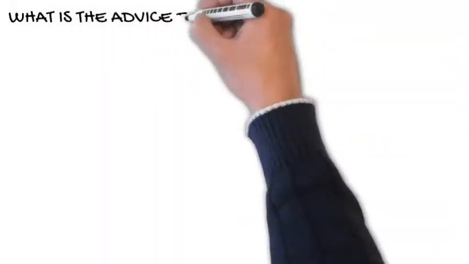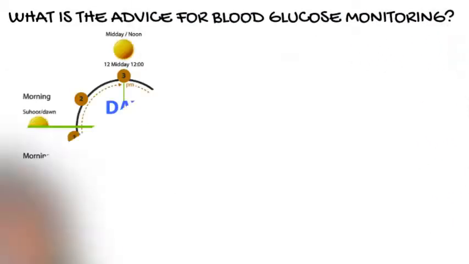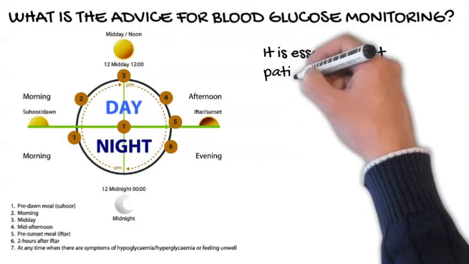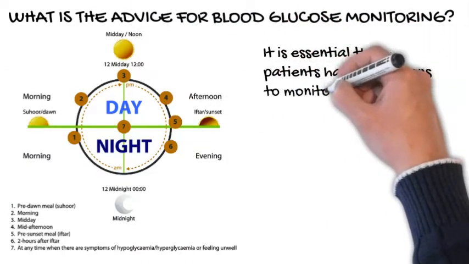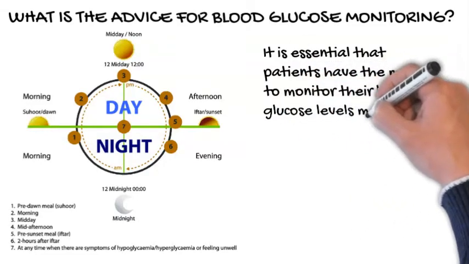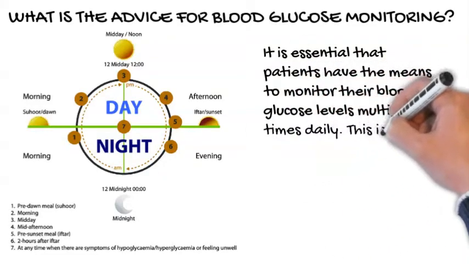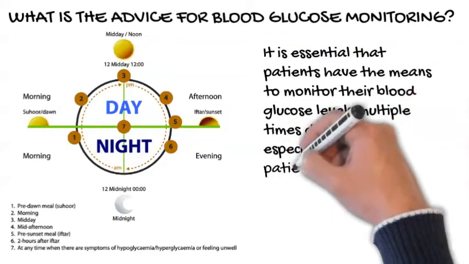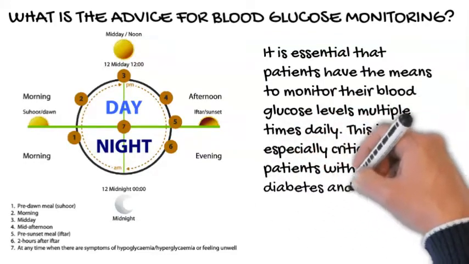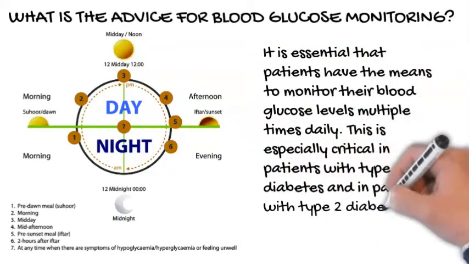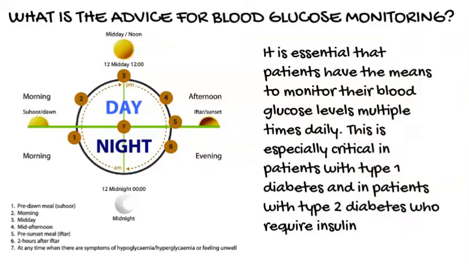What is the advice for blood glucose monitoring? It is essential that patients have the means to monitor their blood glucose levels multiple times daily. This is especially critical in patients with type 1 diabetes and in patients with type 2 diabetes who require insulin.